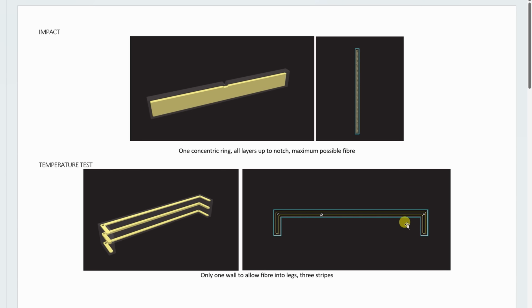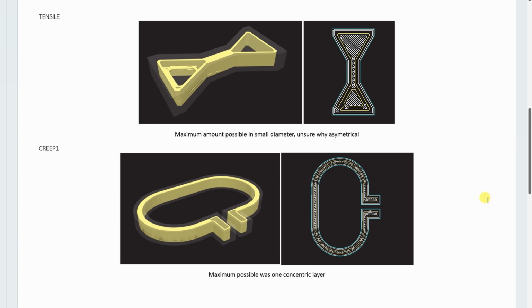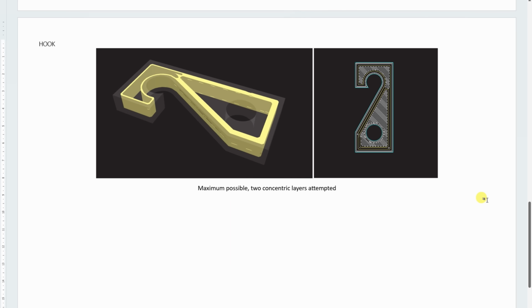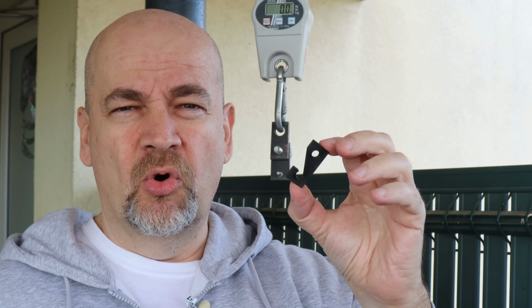On the right side you can see a reinforcing line. This is a test object for the tensile and the creep test, and this is the hook. I'm starting with the hook test, and my testing order will be 1, 3, and group 2 will be at the end, which is the strongest, reinforced with the glass fibers.